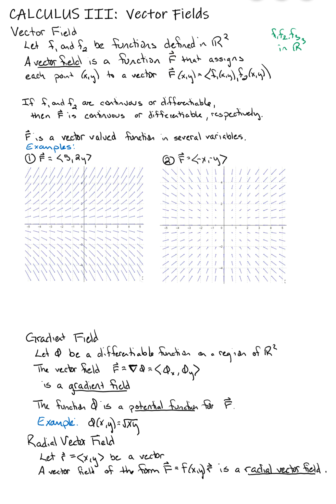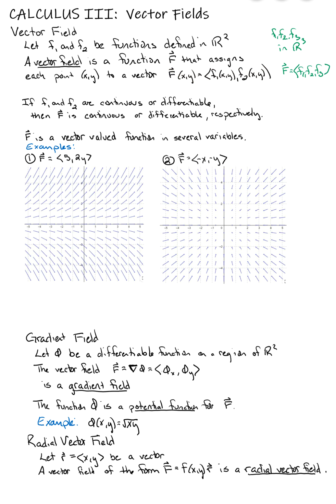This function assigns each point (x, y) in our region to a vector. Notice we're taking a point (x, y) and assigning it to the vector. The first component of the vector is defined by our first function. The second component is defined by our second function. Of course, we could also have the vector field in 3-space, which is f1, f2, f3.